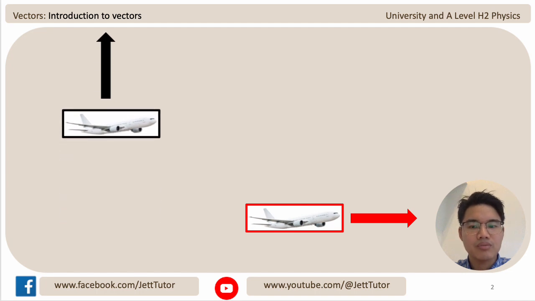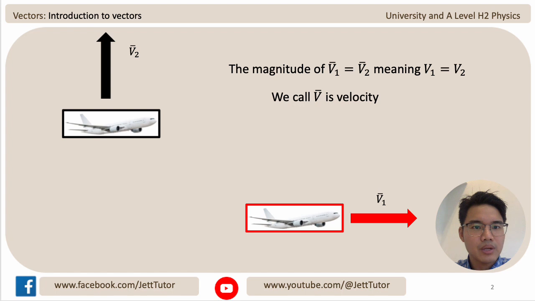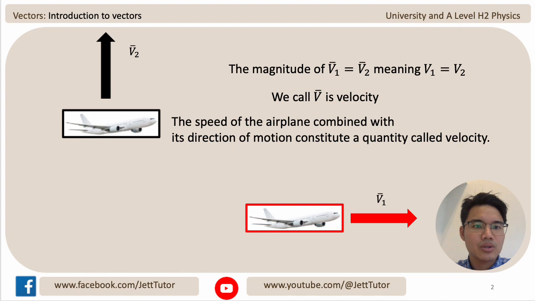To put it in vector concept, v1 bar and v2 bar are vectors. The magnitude of v1 bar equals the magnitude of v2 bar, meaning the size of v1 equals the size of v2. We call v bar the velocity. The speed of the airplane combined with its direction of motion constitutes a quantity called a velocity.